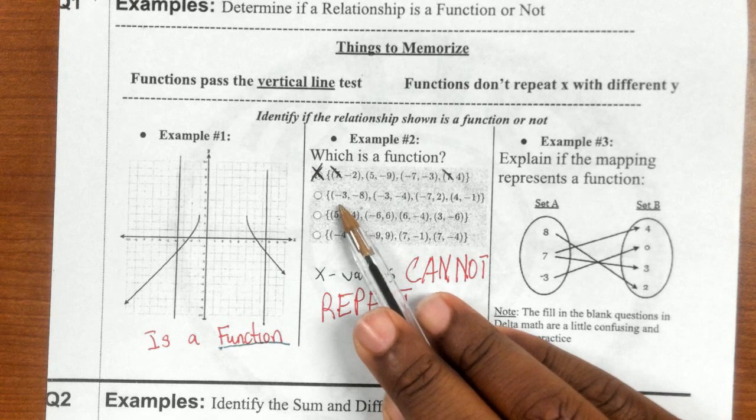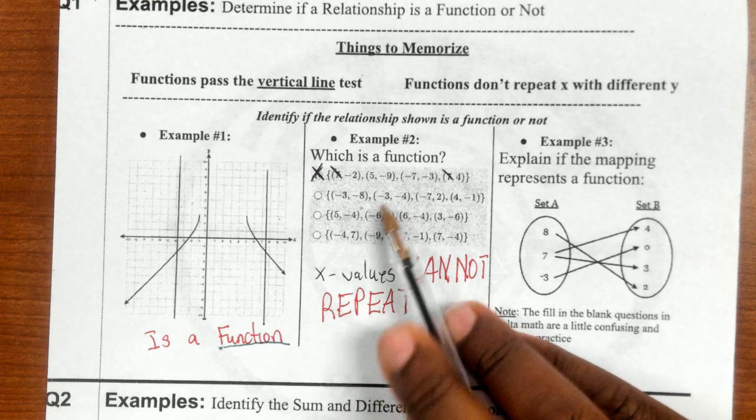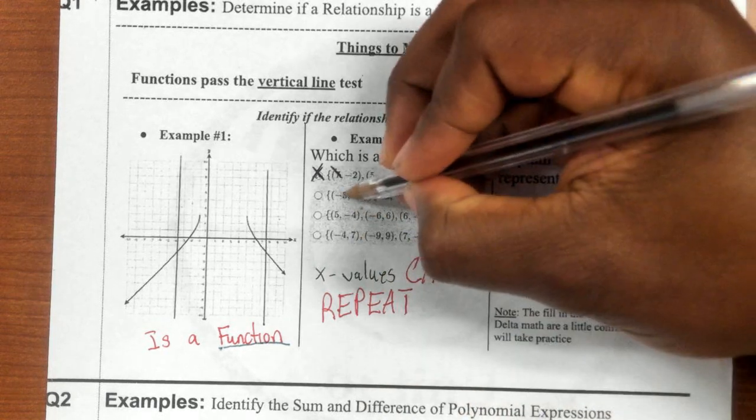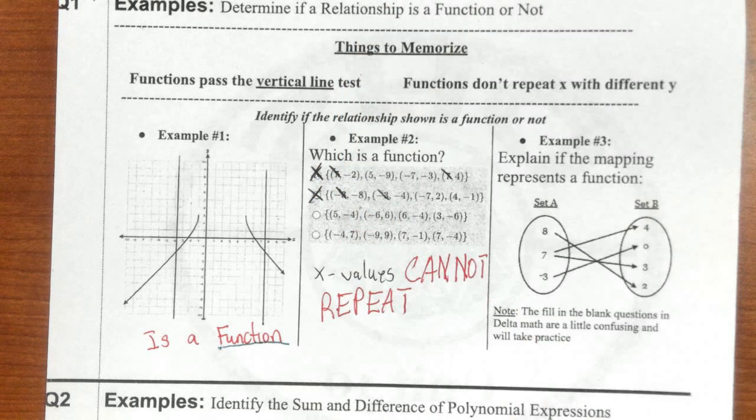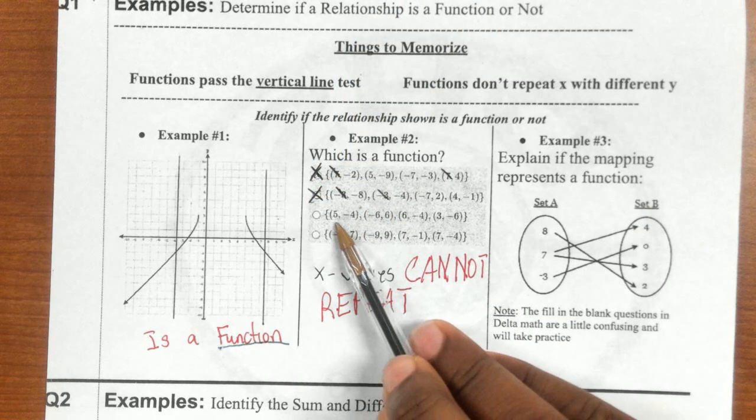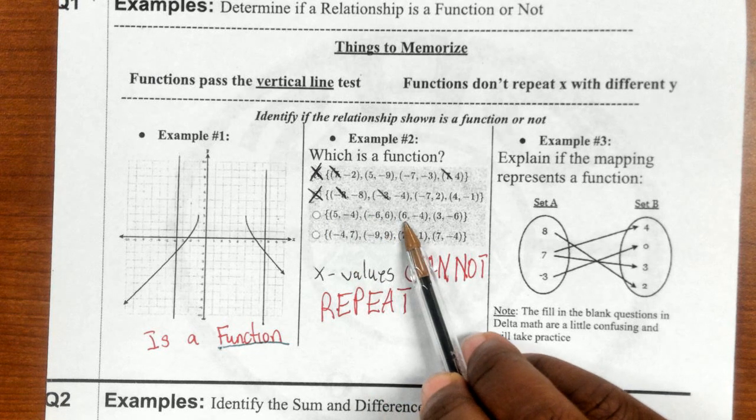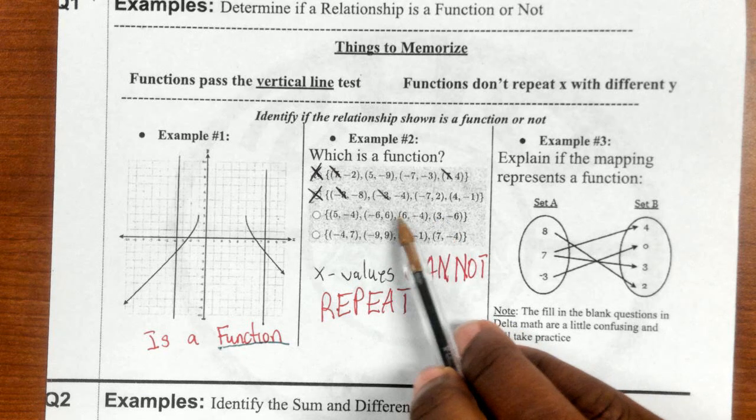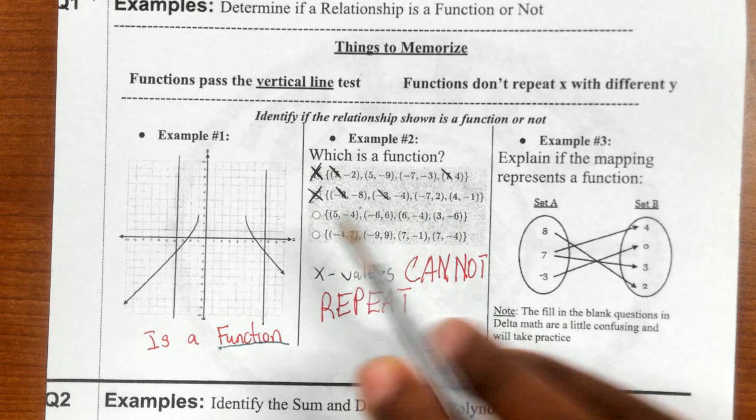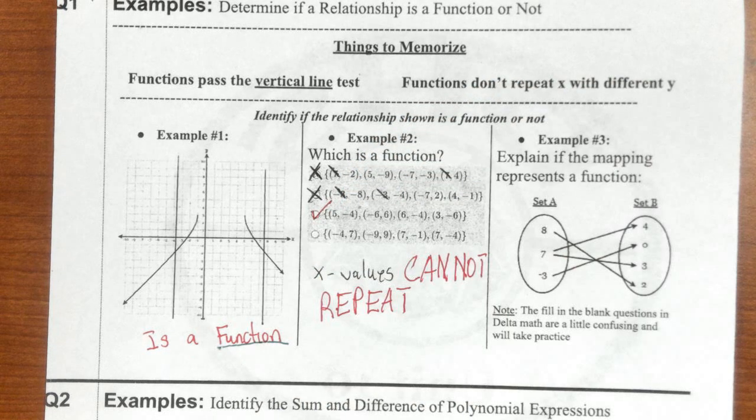What about the next ordered pairs? Well, I see a -3 and another -3. Because of the -3s, is this a function? No, it is not a function. What about the next one? I see a 5, a -6, a 6, and a 3. Those x values are not the same, so would this one be a function? Yes, it would be, because none of the x values repeat.